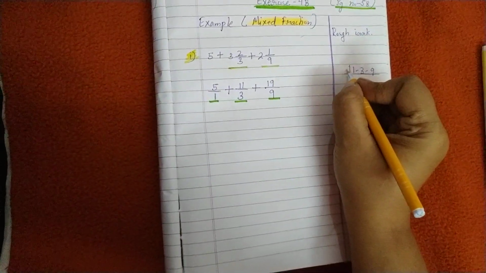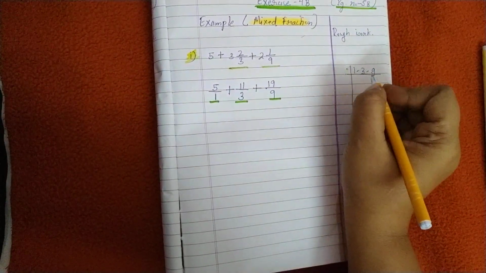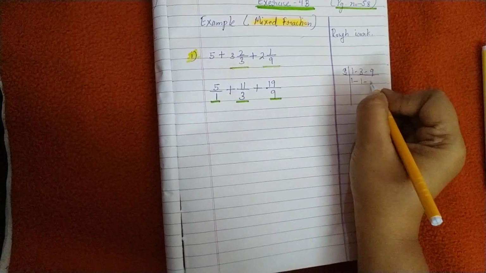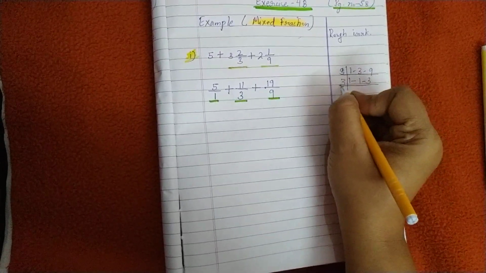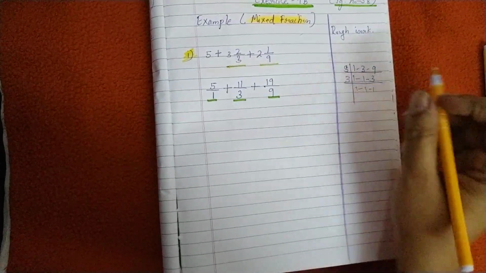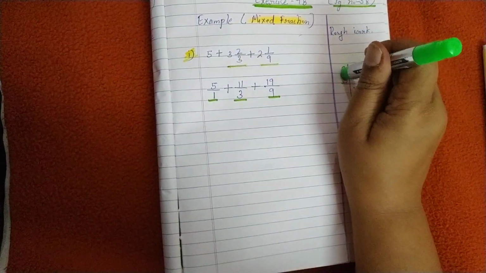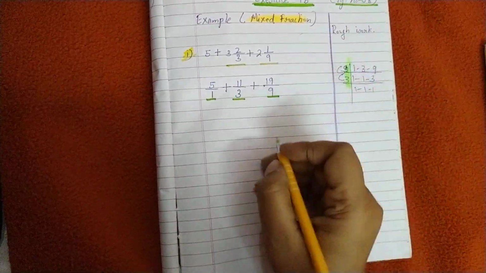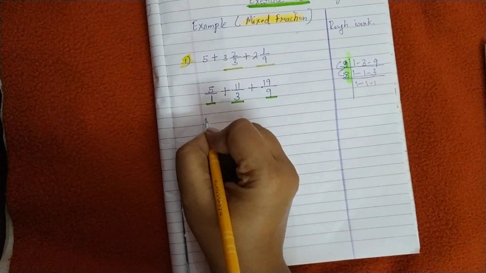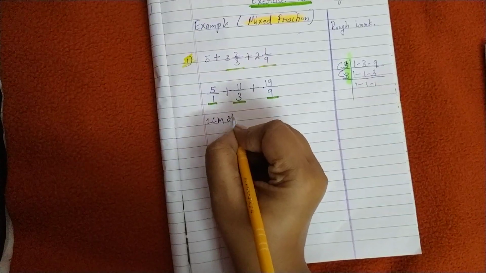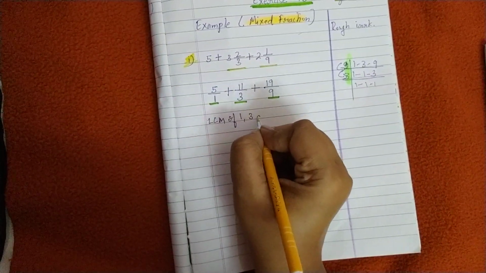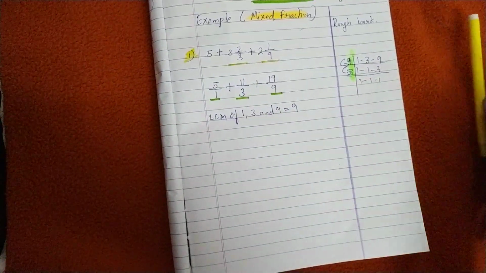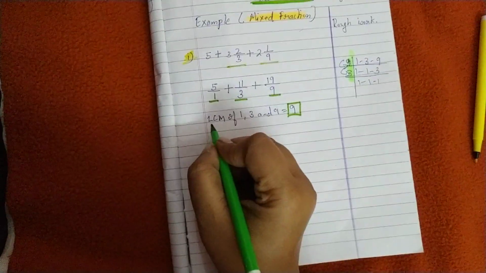Okay. So 1, no need to take. 2, no. 3, yes. 1 as it is, 1 times 3. Again 3, 1 and 1. So what do we have to do, children? We have to simply multiply these numbers. So 3 times 3 is 9. So children, the LCM of denominators 1, 3 and 9 is what? 9. Yes, this is the LCM.